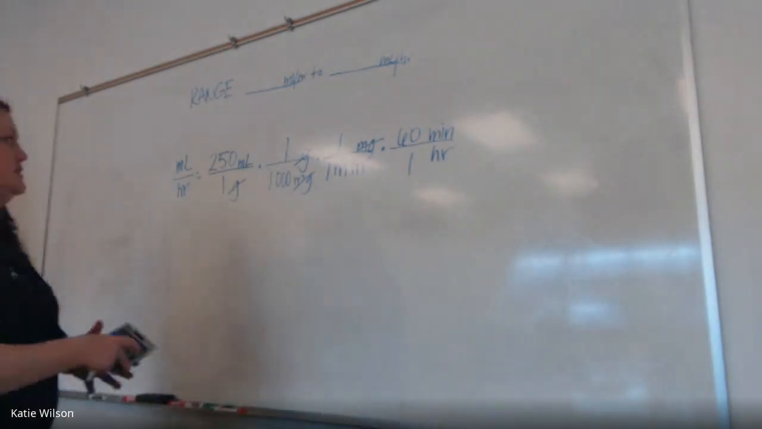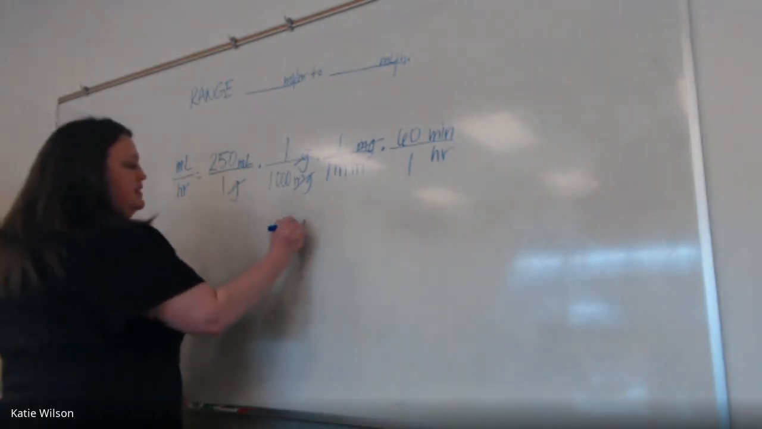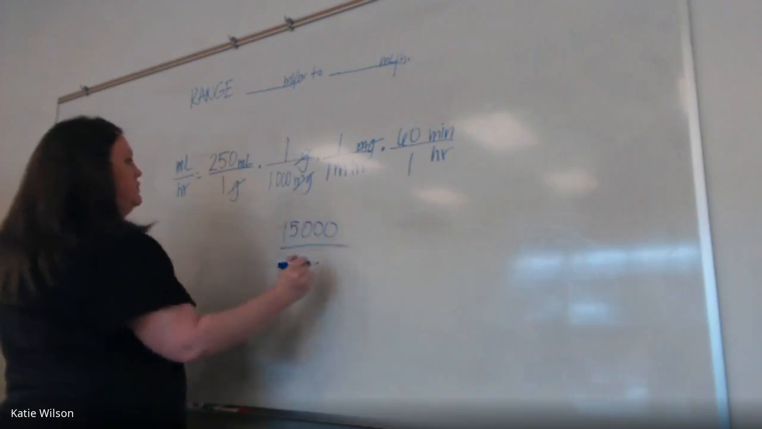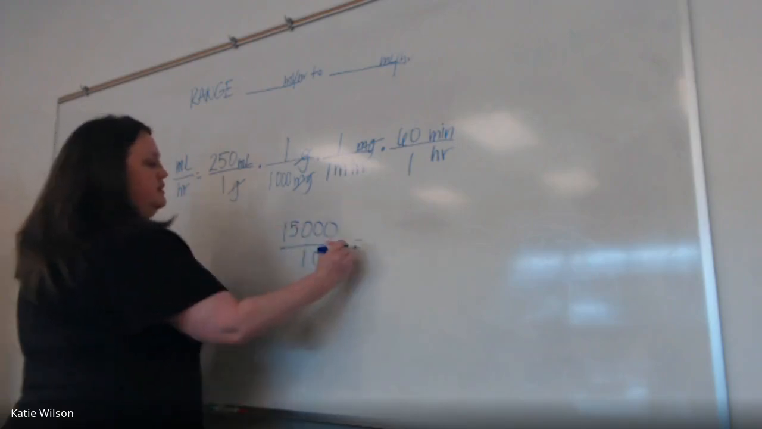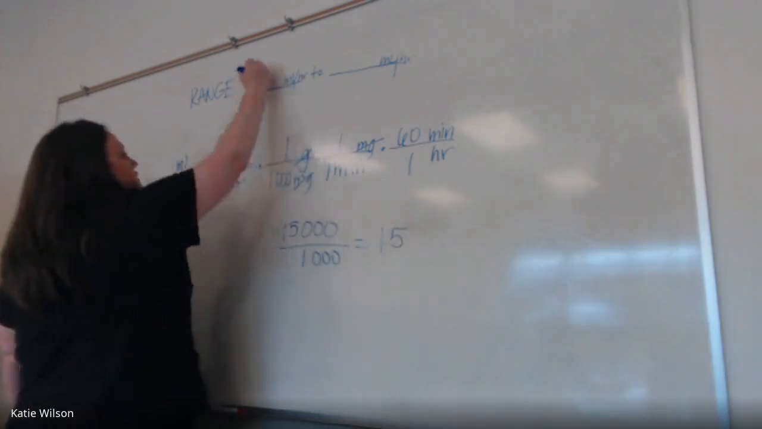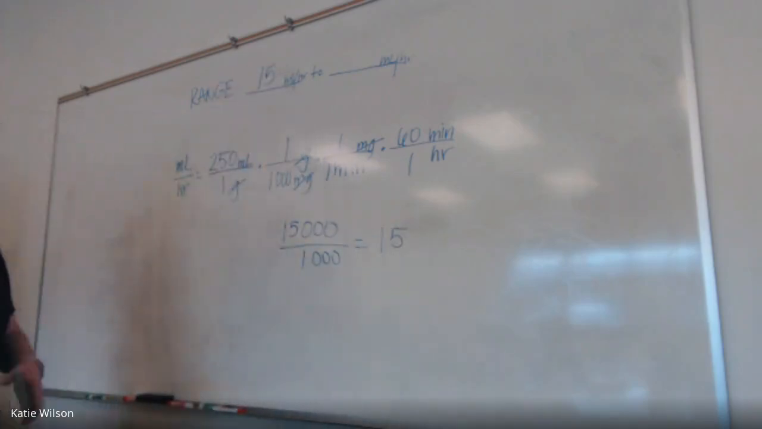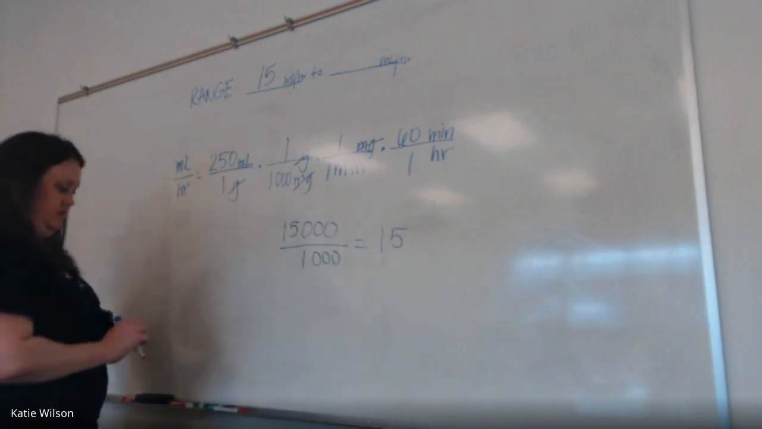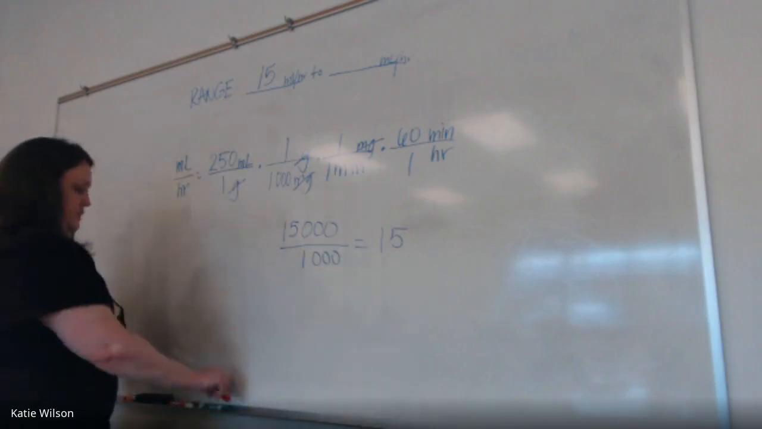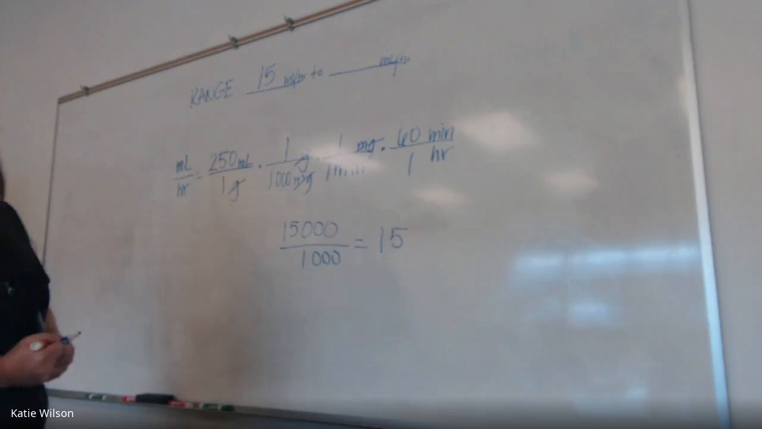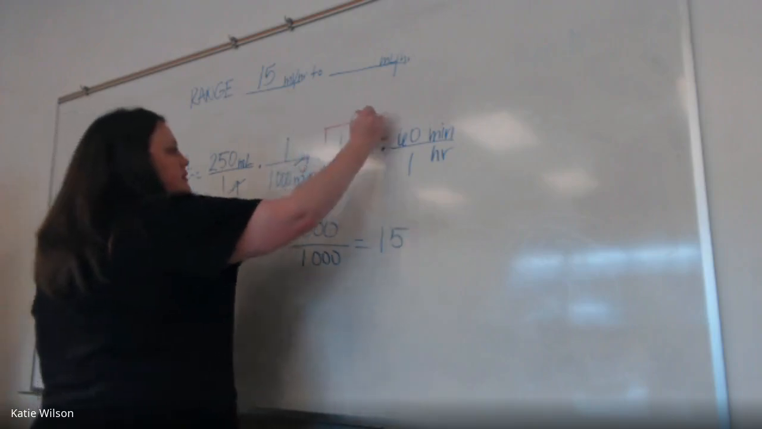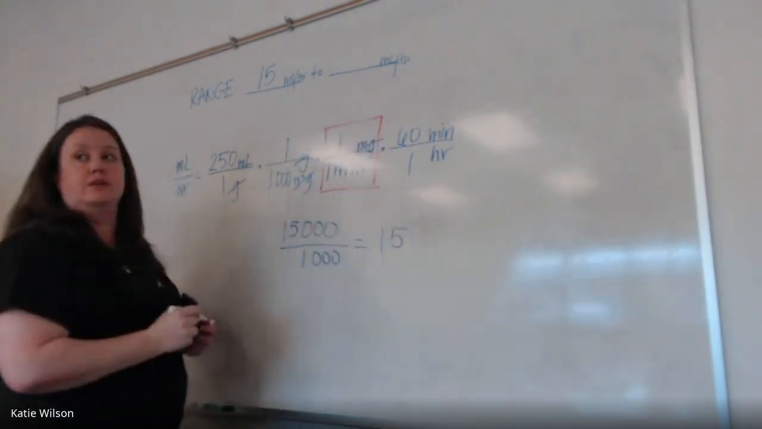What's 250 times 60? 18,000. Over 1,000? So your answer is 15, right? So that is the lowest range. Now we need the highest range. What was our high order? 6 milligrams per minute. Okay, 6 milligrams per minute. That was the first order.